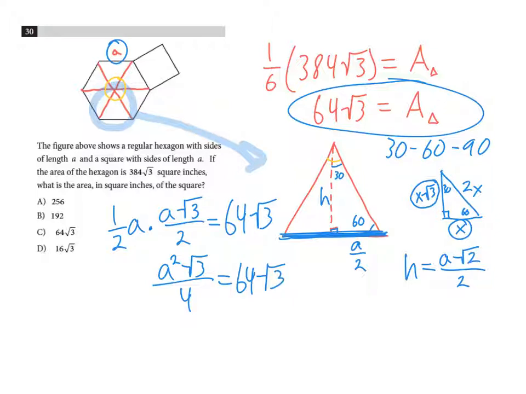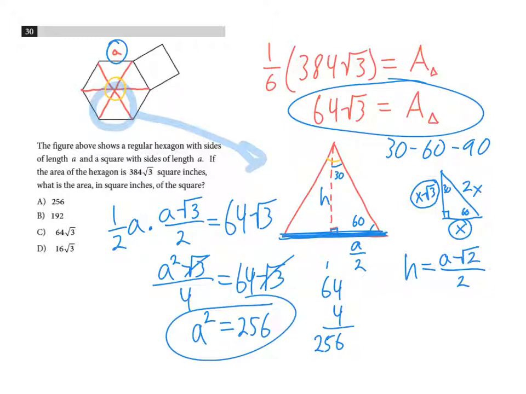I'm going to divide both sides by √3, and then I'm going to multiply both sides by 4. I'll get A squared equals, well, 64 times 4, 6, 24, 256. Okay. Well, we're looking for the area of the square. The square has a side length of A, so the area of the square is A squared, 256.